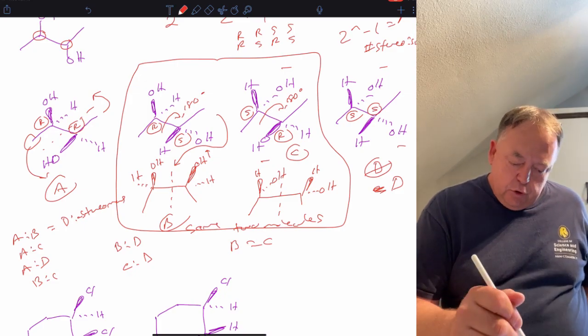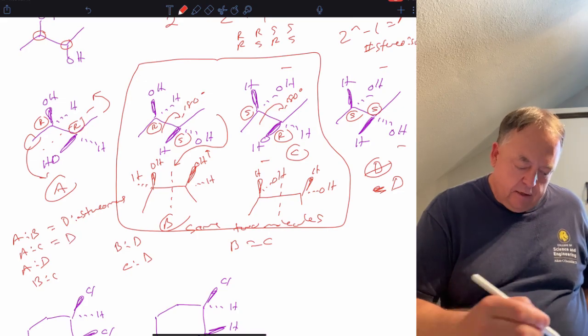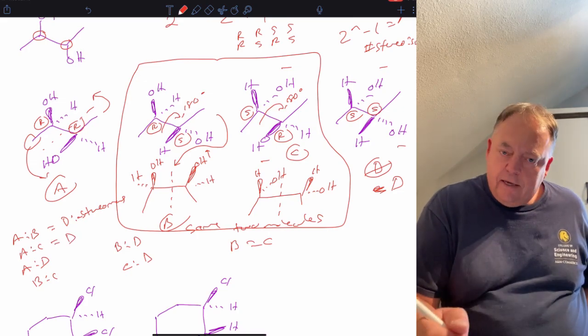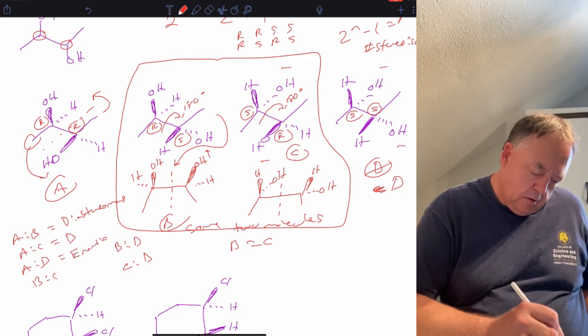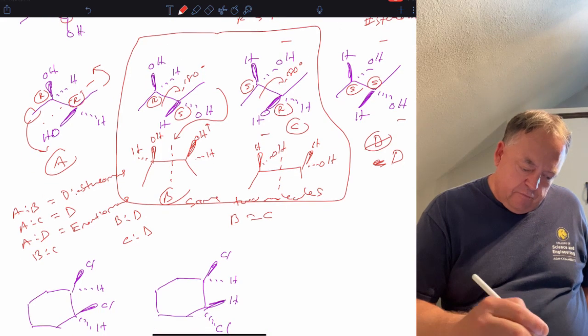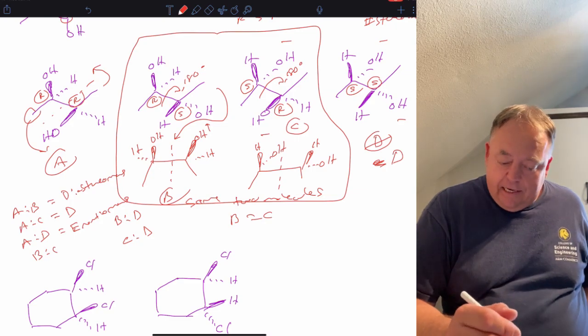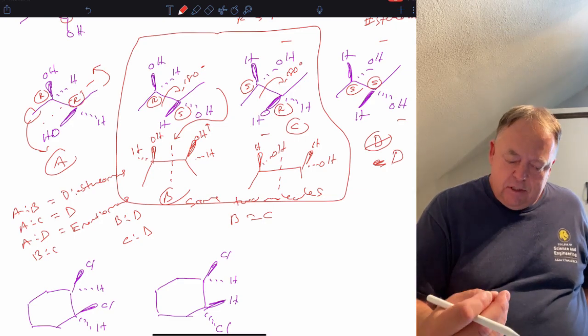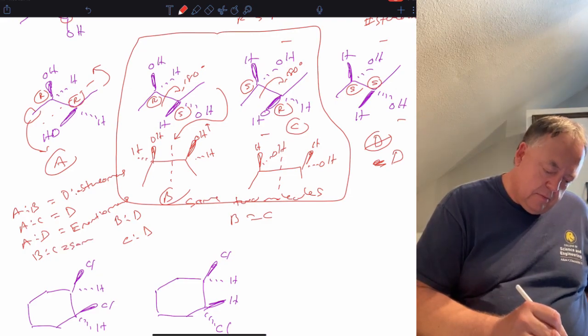And the same is true for A to C. RR versus SR would be diastereomers. And if we compare A to D, RR to SS, A to D would be enantiomers, because each chiral carbon is opposite. And then if we compare B to C, RS, SR, you might want to say enantiomers, but that's not true in this case because it's a meso compound. So B and C are the same because it's meso.